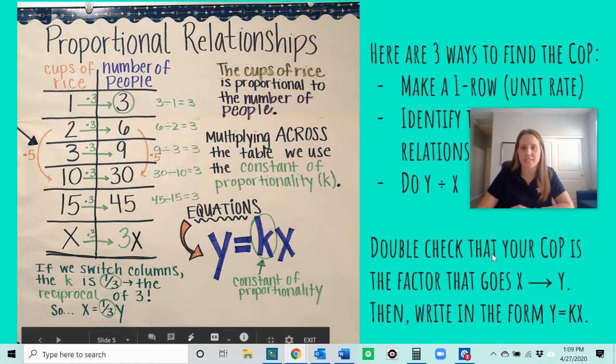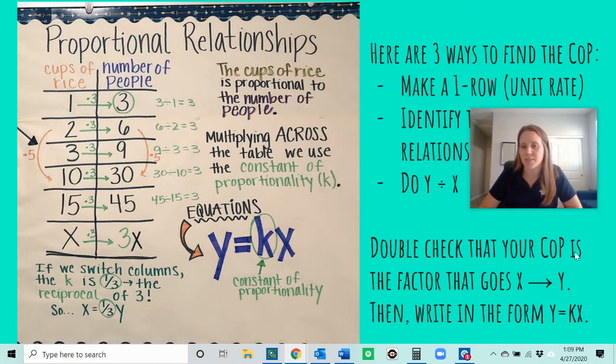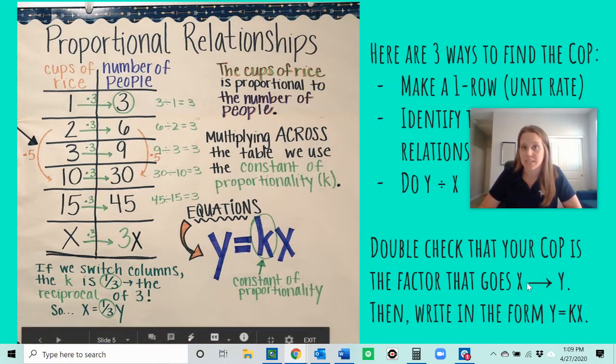In fact, that reminder is in here. You're going to double check that your COP is the factor that goes from x to y, aka it's the one being multiplied by the x to get the y, okay? Then you're going to write in the form y equals kx. Let's try it.